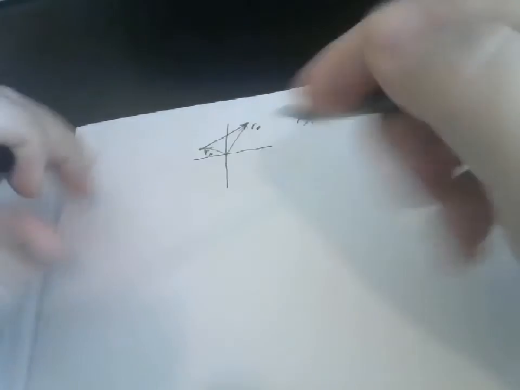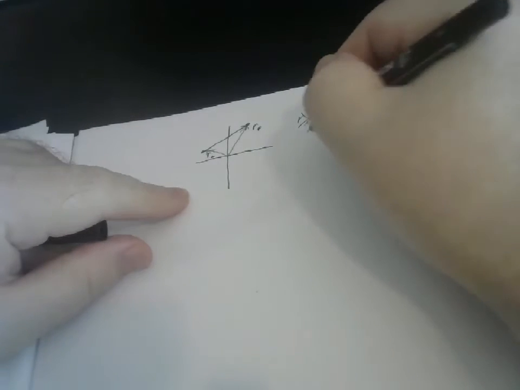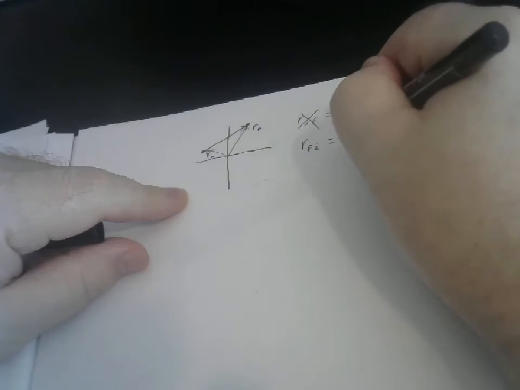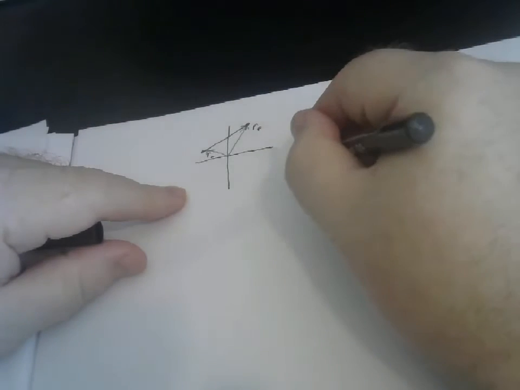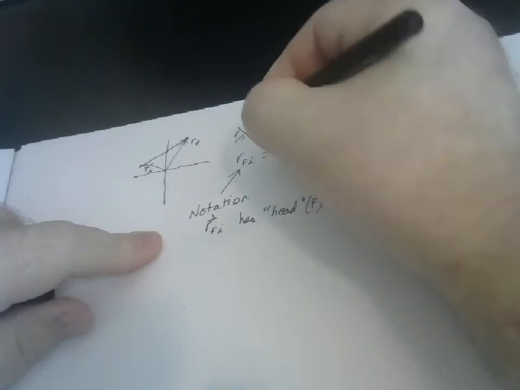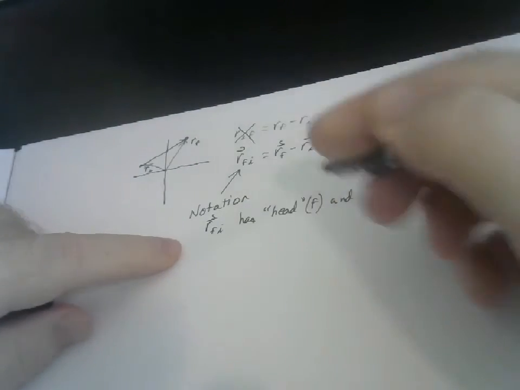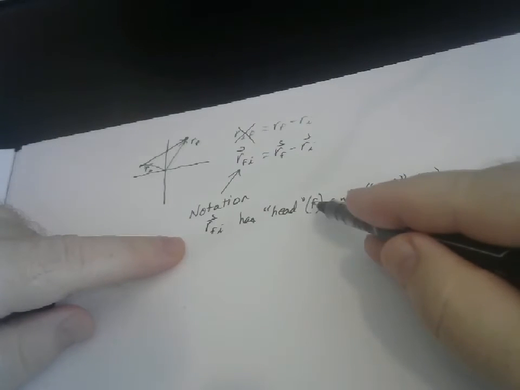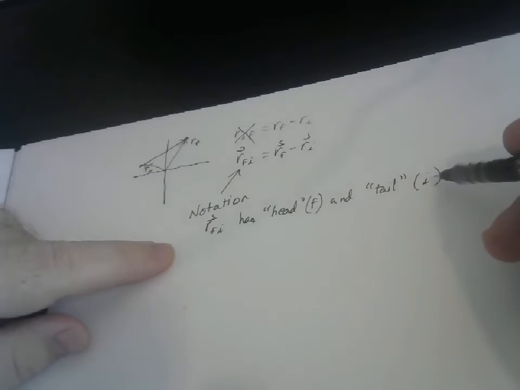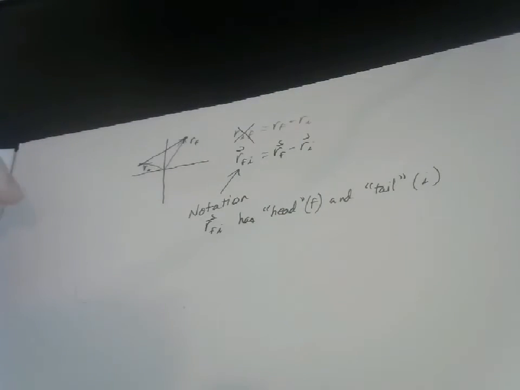But let's actually change that. So instead of saying RF, let's make it RFI equals RF minus R initial. And what I'm doing here is making a little notational change, that our RFI represents a vector, let me draw it as a vector. I'll draw all of these with vectors. It has a head F and a tail I. So it goes from the tail I to the head F.